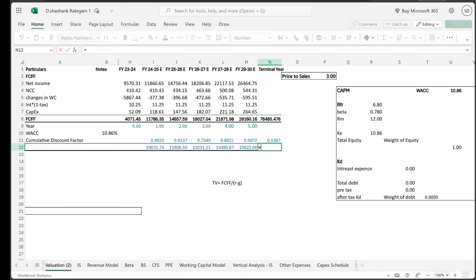Then just multiply it, so we get our terminal value. The rationale behind this formula is that in future our WACC is going to decrease because the company is going to be more mature and more risk free. So that's the rationale. And so now we got our discounted cash flows. Let's go to the next step, which is the sum of all these present values.